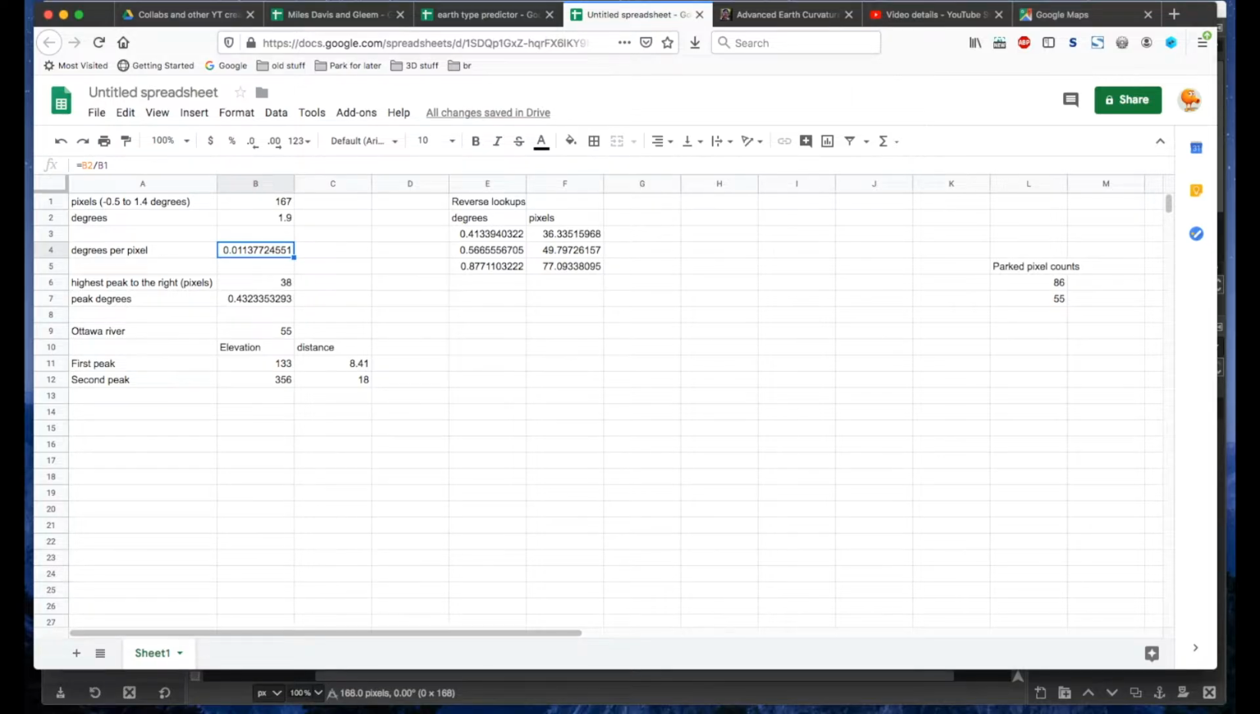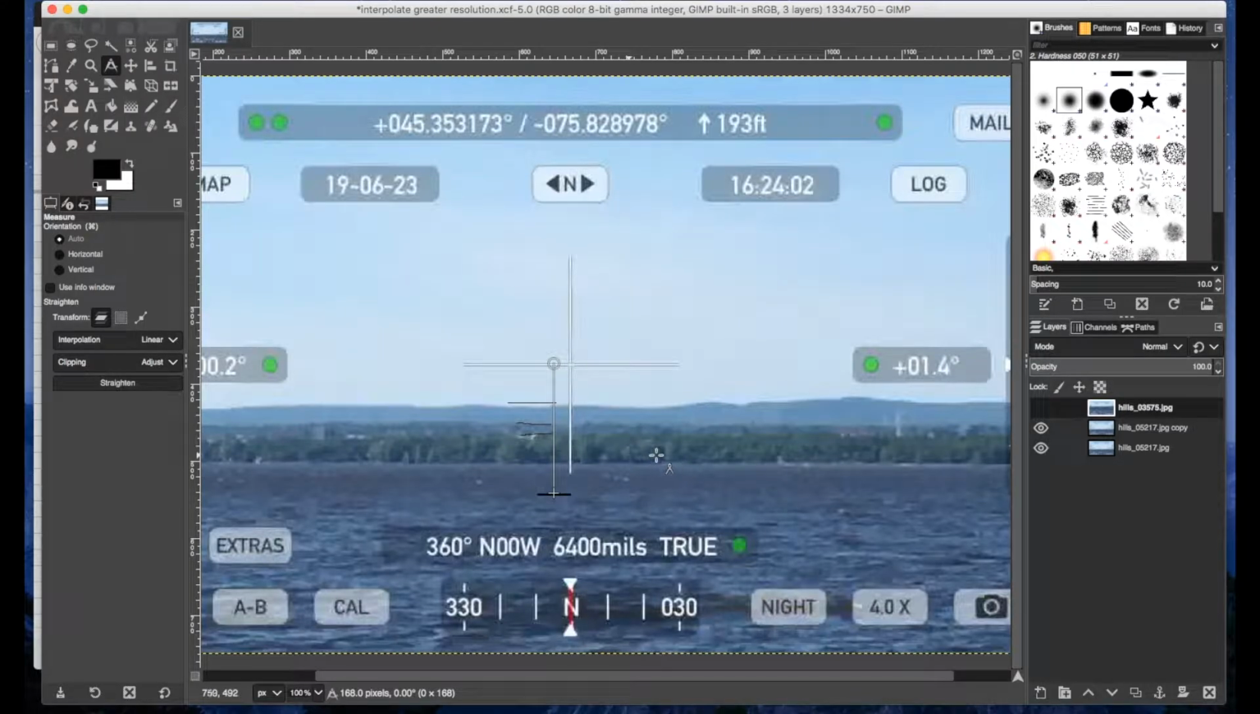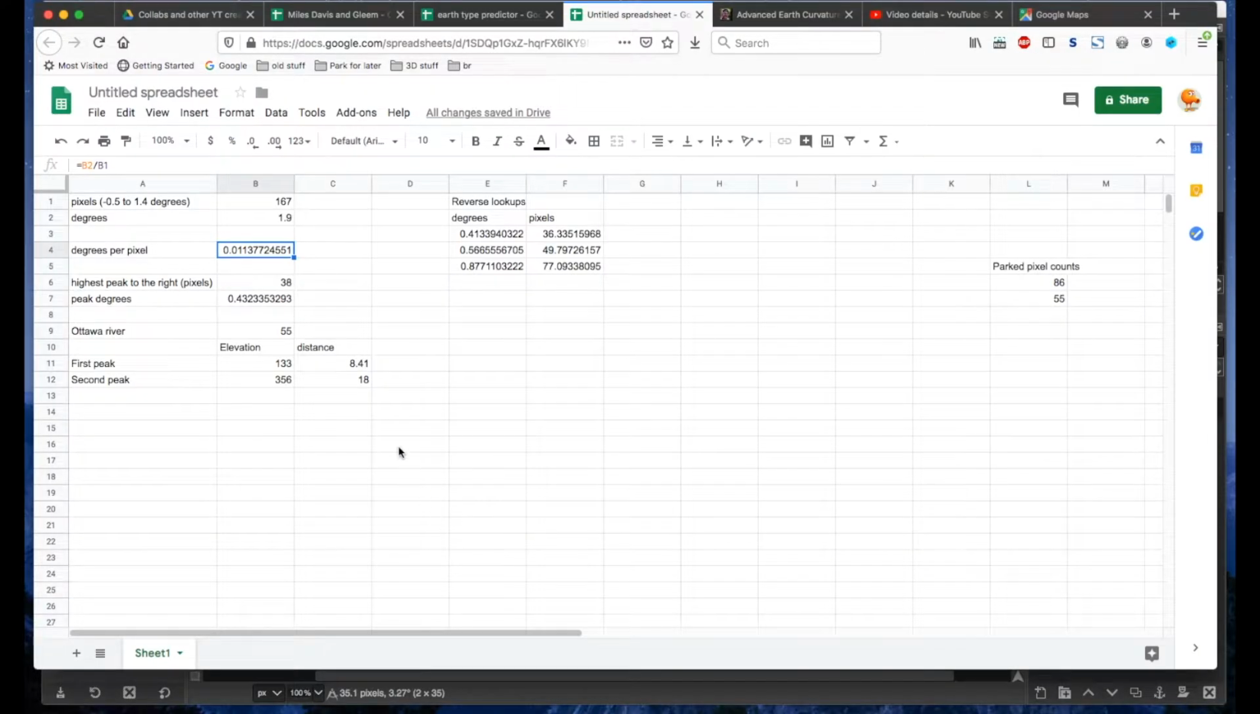At this point, if I wanted to find out what the angle was from the shoreline, let's say, to this green line, I've got 35 pixels. So in here, I put in 35 pixels and I get 0.3982 degrees. So the next part was to see if it was reasonably accurate or not.